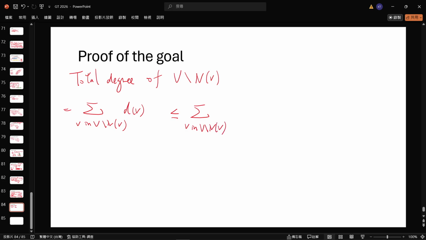Now, because we know that the highest degree is D, we know that D of V is at most D. So now you see that this term is not related to V, so you can take out D.